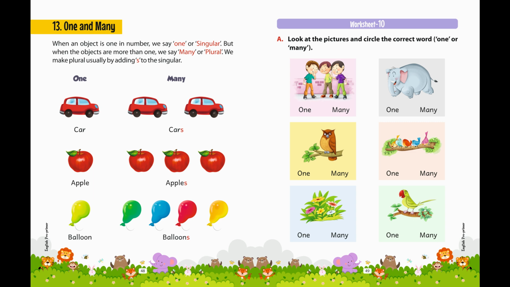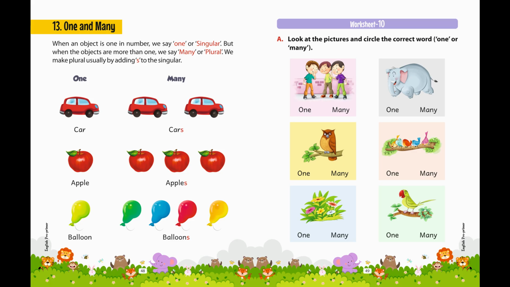One car, many cars. One apple, many apples. One balloon, many balloons. Can you say the words with me? Car, cars. Apple, apples. Balloon, balloons. Well done. Page 49, worksheet 10, circle 1 or many.